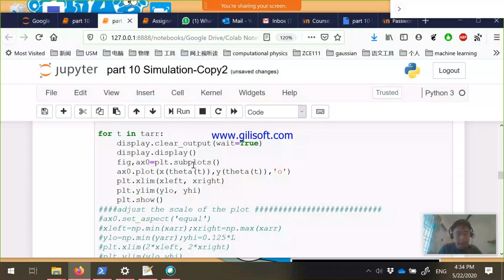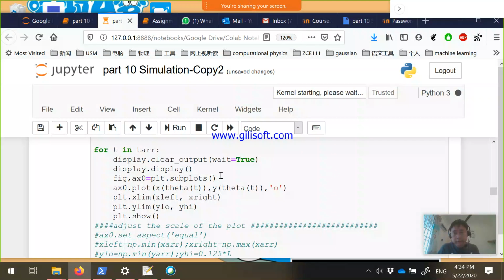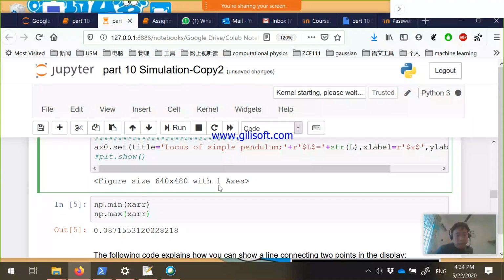Okay, so it's restarting. It takes forever. Well, anyway, I think this will be working. So it's working. No, it is still restarting.